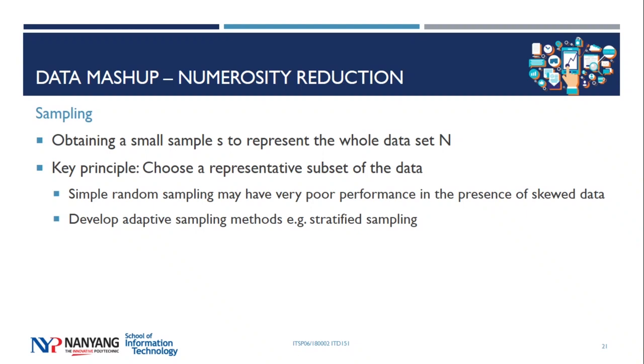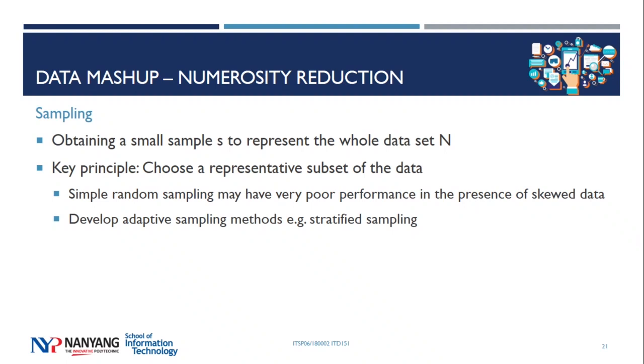For example, in a classroom of 30 students, in which half of the students are male and half are female, a representative sample might include 6 students, 3 males and 3 females. The sample we choose has to retain the integrity of the data. But random sampling may result in poor performance in the presence of skewed data.